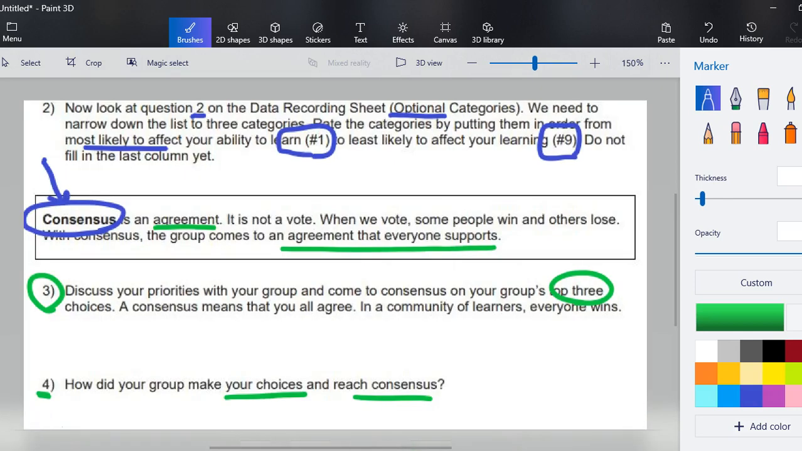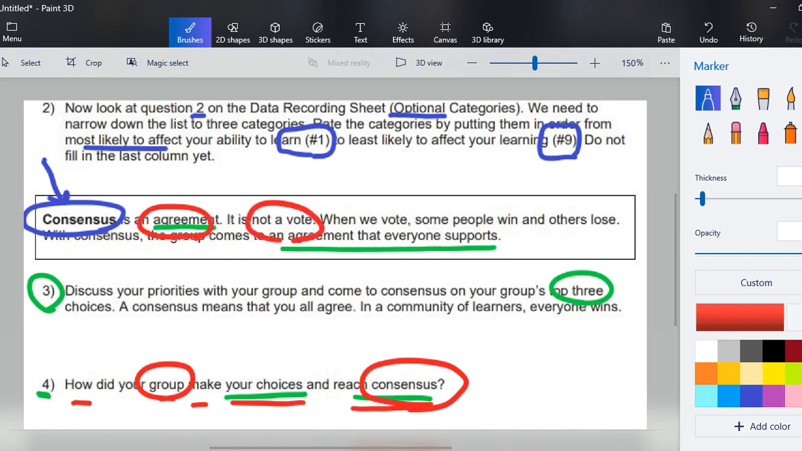Do take a minute to go ahead and jot down that if you were in a group, or if you have been in a group, how would you think you would have made your choices? Paper, rock, scissors, or just conversation, people swaying others, or just a general agreement, or head nods? Or do you think some people would have run away with their 3 and pushed through? What kind of experiences have you had with trying to reach just a consensus? Again, memorize it: it's an agreement, not a vote.